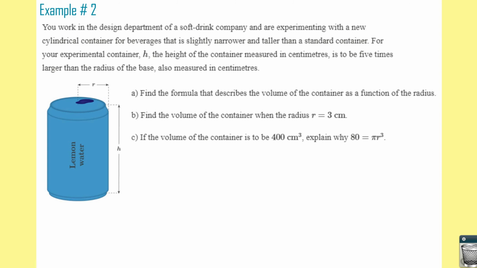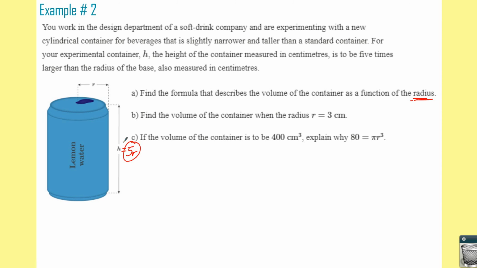Okay, so now we've got another word problem, and the takeaway here, pause it, read it, right? The takeaway is that the height has to be 5 times larger than the radius. So if the radius is r, then the height is going to be 5 times it, so 5r. Find the formula that describes the volume of the container as a function of the radius. So that means we don't want to use h, we want to use 5r. That's what's important here.